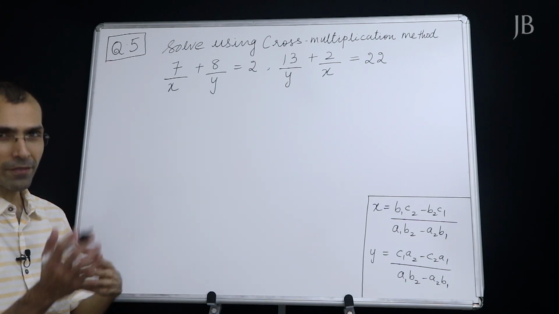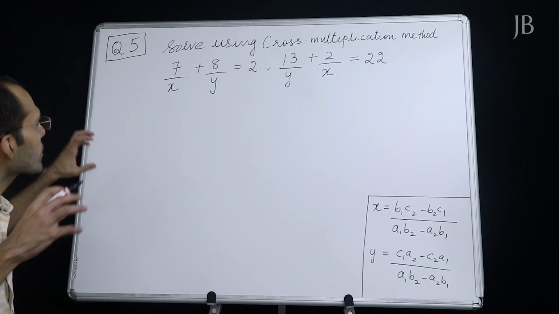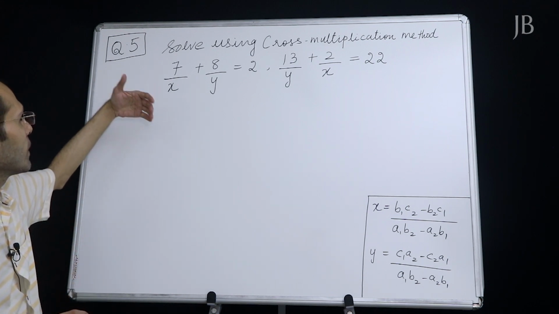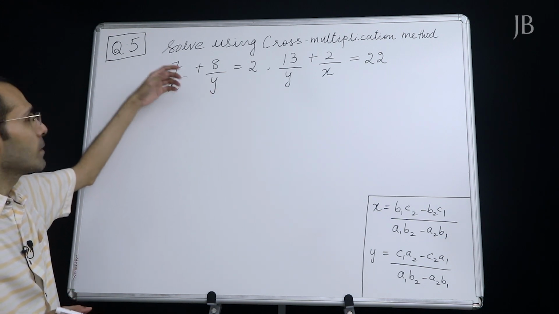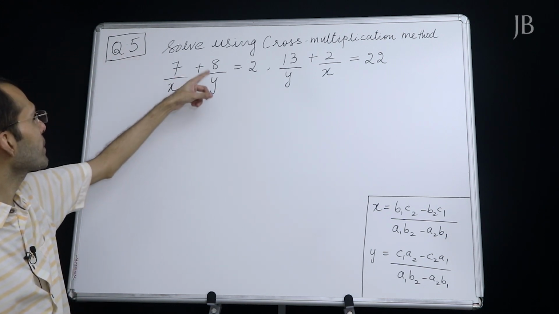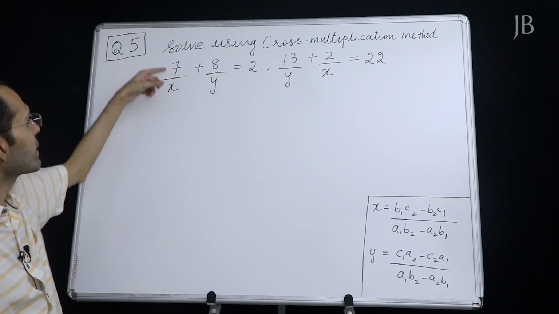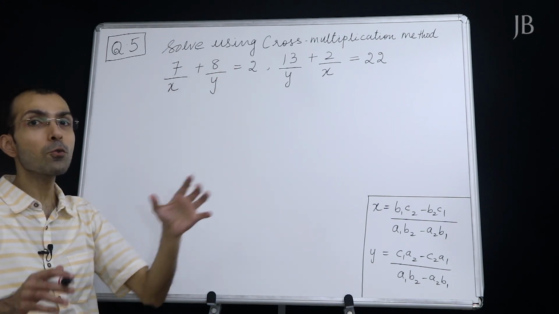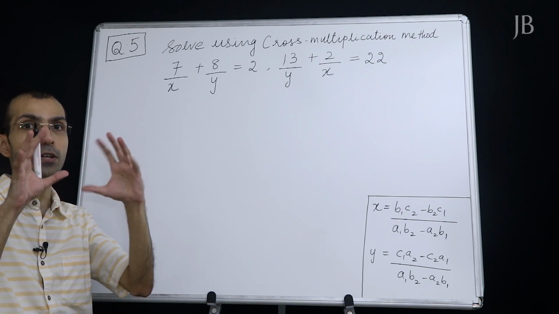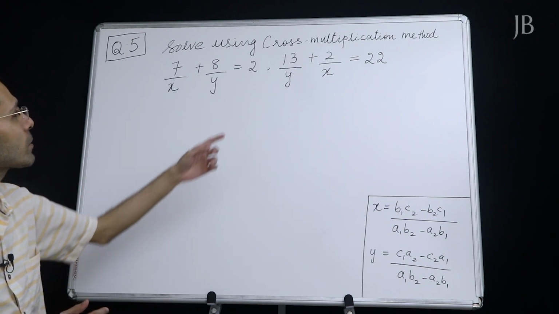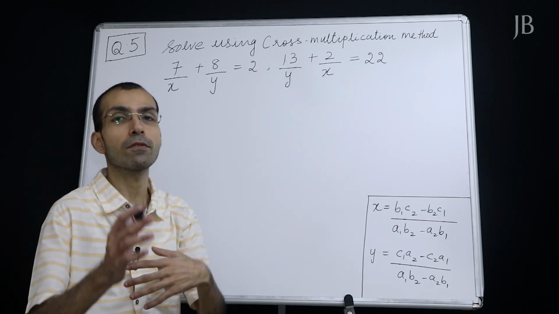So we will have to first simplify this equation, refine it, but there is a problem. Before you jump to simplify, have a little farsight. Just see what will happen if you simplify. You will take LCM like the previous sums. So it will be 7y plus 8x the whole divided by xy is equaling 2. So you will get 7y plus 8x is equaling 2xy. Now the problem will come of the type xy, that product. That's the problem. Here also you will have the same problem. 13x plus 2y is equaling 22xy.